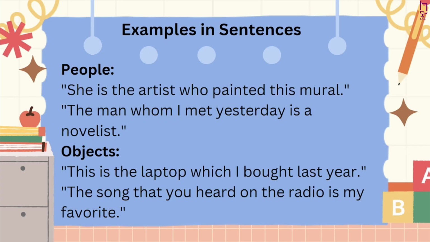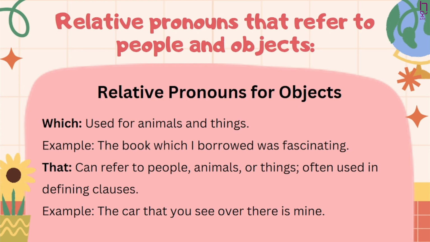Let's see examples in sentences, in the case of people and objects. For people, the first example: she is the artist who painted the mural. The man whom I met yesterday is a novelist. And for objects: this is the laptop which I bought last year. The song that you heard on the radio is my favorite. So you can see how we used who and these different relative pronouns for people and objects.